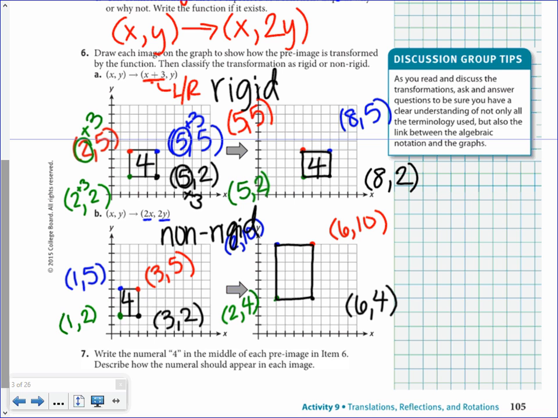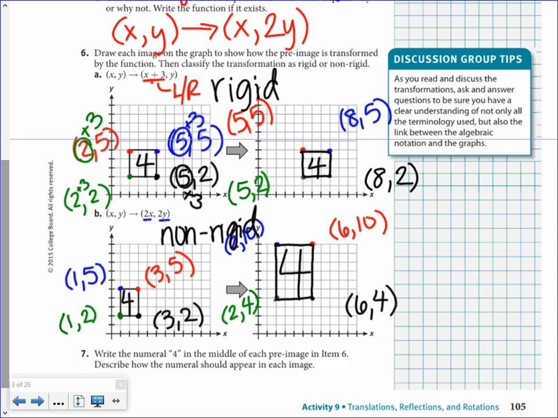For part B, it should be the same shape. It should still be 4. It didn't get changed to an 8, but it got bigger, both left to right and up and down. Horizontally and vertically, our X and our Y both increased by 2. So it should be twice as big left to right and up and down.